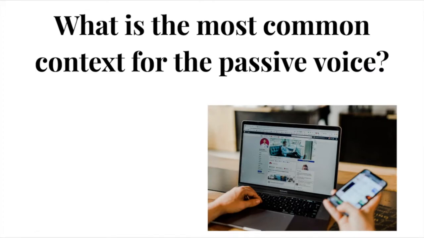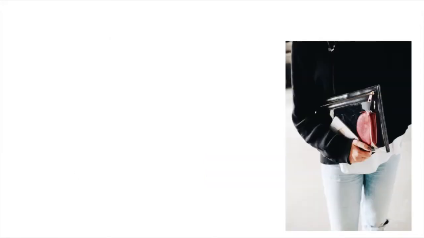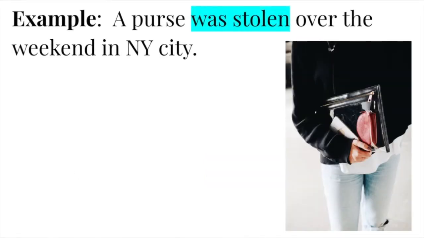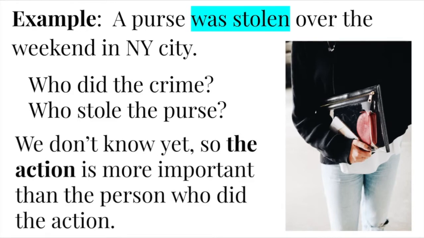What's the most common context for the passive voice? It's used most often in the news to talk about crime or political events. Here's an example. A purse was stolen over the weekend in New York City. So this is a sentence that you might read in the news about crime. Was stolen is the example of passive voice. Who did the crime? Who stole the purse? We don't know yet, so the action is more important than the person who did the action.